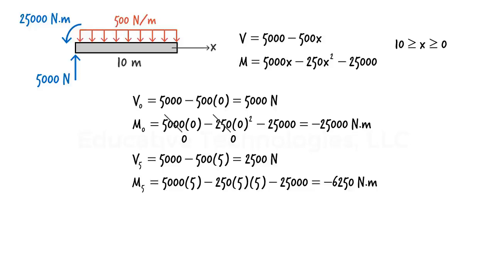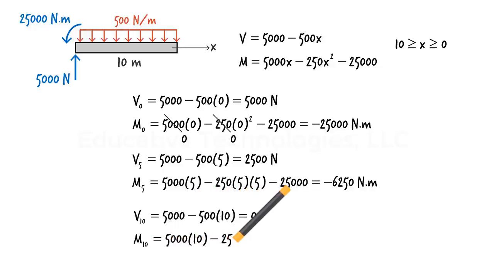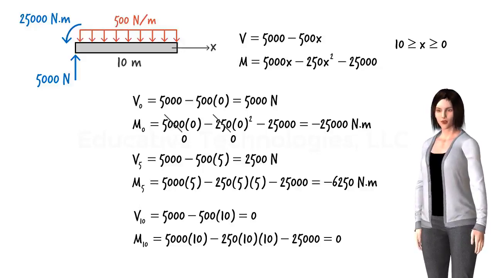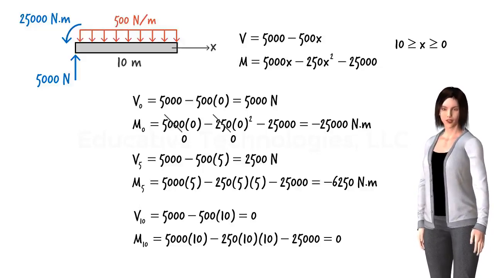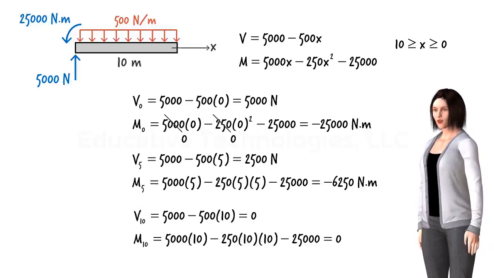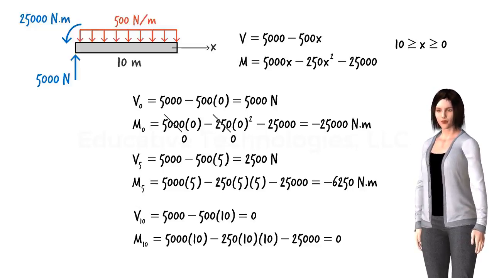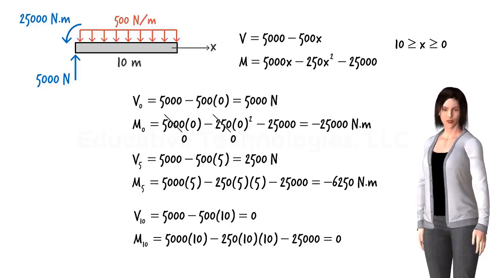Let's do one more point. What is shear and moment at the free end of the beam where x equals 10? V of 10 equals 5,000 minus 500 times 10, or 0. M of 10 equals 5,000 times 10 minus 250 times 10 times 10 minus 25,000, or 0. The equations correctly indicate that the shear and moment at the free end of the beam do vanish. For design purposes, it is generally useful to graph these equations. We'll discuss the graphical representation of shear and moment in beams in the next lecture.